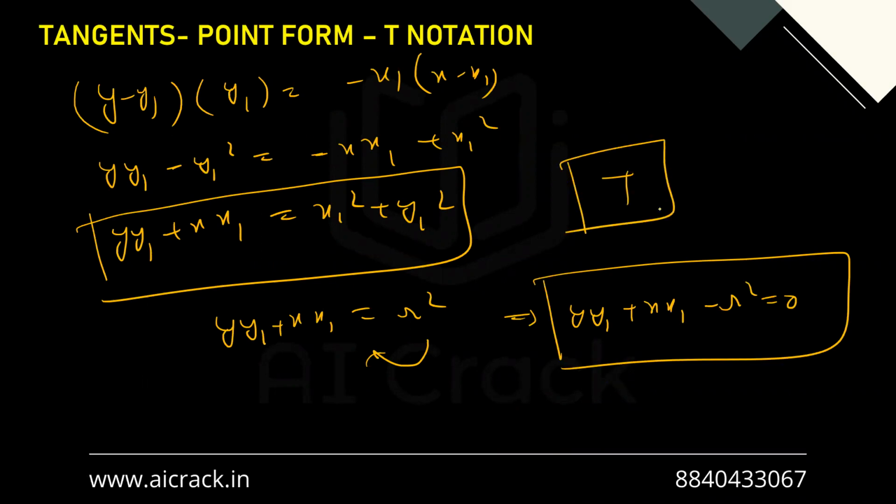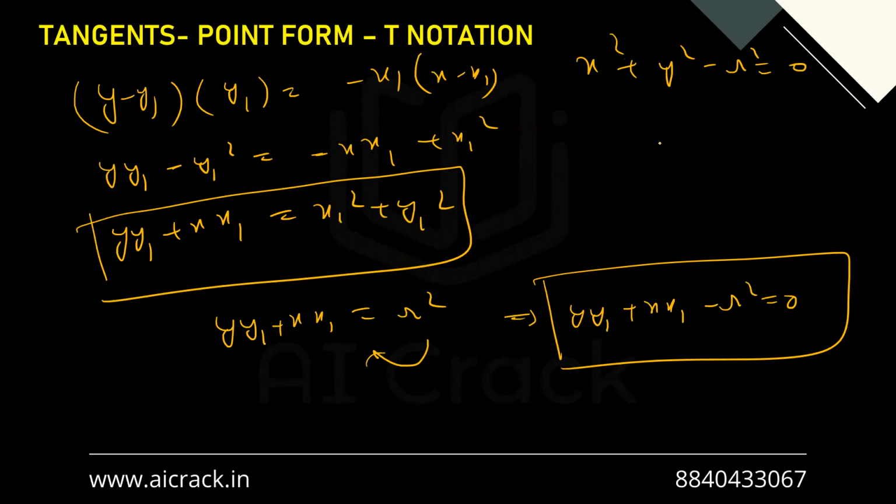In case of T notation, we actually do the transformations. In case of S notation, we took everything on the left side and then applied the point over there. But in case of T notation, we first do the transformations and then we apply the point. Let's see how we do it. So let's say we have this tangent equation. We have the circle equation as x square plus y square minus r square equals 0. This is our circle equation, right?